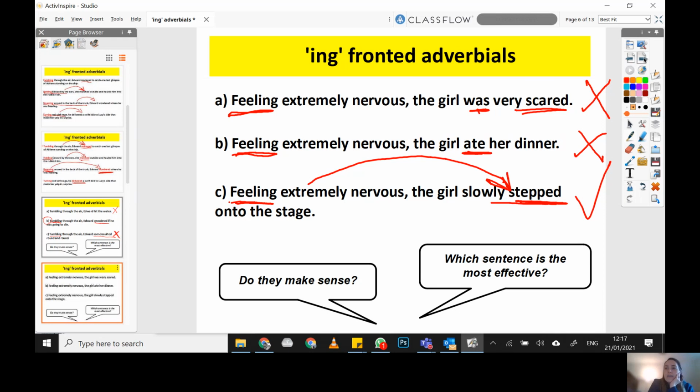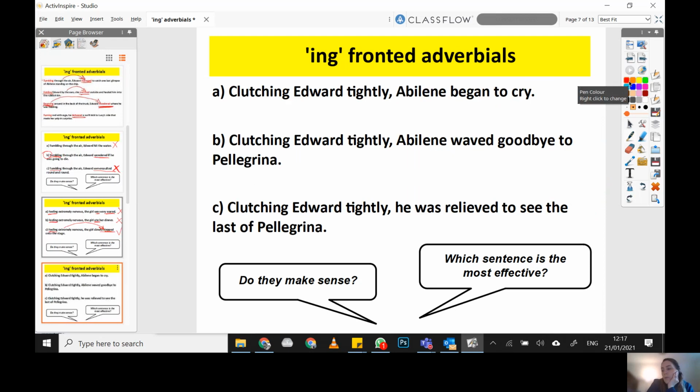All right, last turn. You can pause the video and try to work out the answer for yourself before I go through the answers if you'd like to. But let's read them now and see which is the most effective fronted adverbial. The first one says A, clutching Edward tightly, Abeline began to cry. B, clutching Edward tightly, Abeline waved goodbye to Pellegrina. Or C, clutching Edward tightly, he was relieved to see the last of Pellegrina. Right, you can pause the video, decide which one makes the most sense, and then unpause to see the answer.